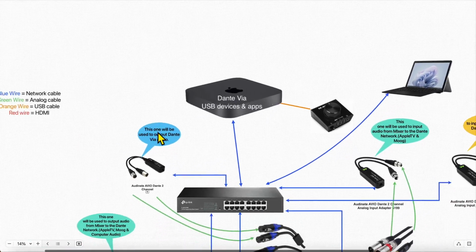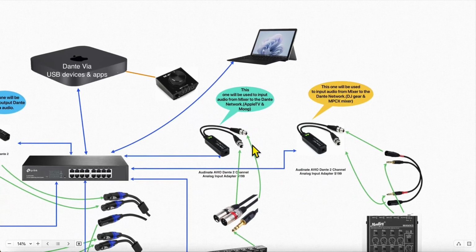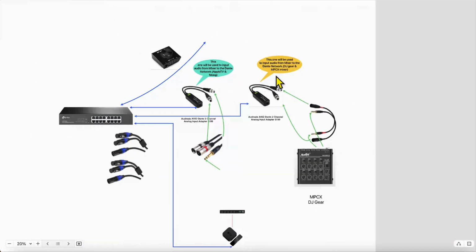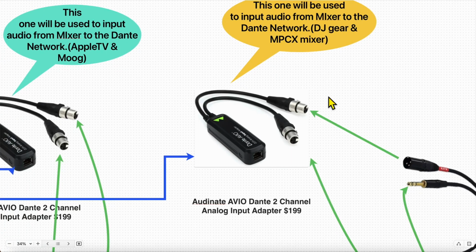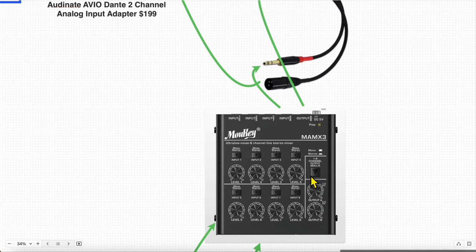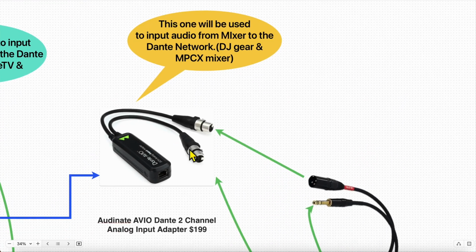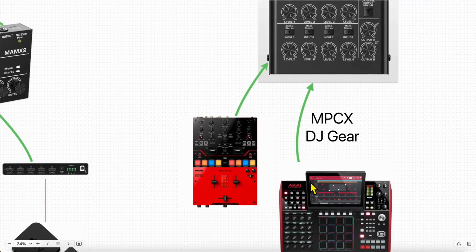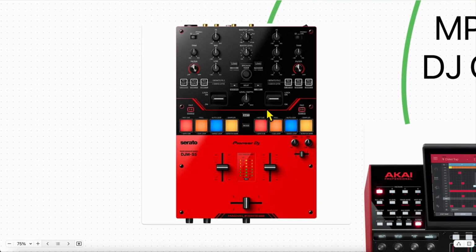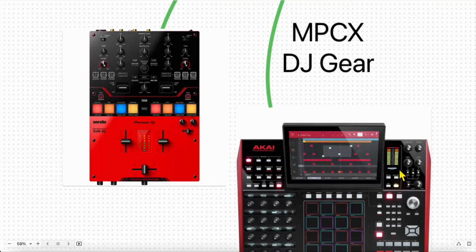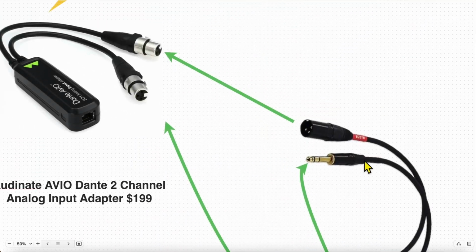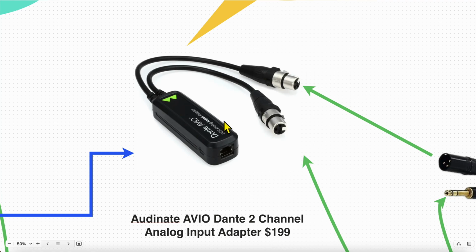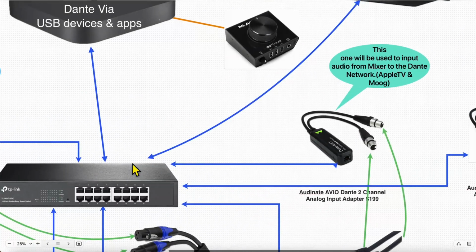Let's see what else. So we're going to start with the input. In order to make this happen, I went out and purchased two Dante input devices. Now the first one is handling audio from this mixer here. Very inexpensive, low noise mixer. So this Dante input device is handling all the audio coming from this mixer. And that audio would be anything coming from my DJ equipment, and also any audio coming from my MPC-X device. So that audio is coming through the mixer, and from the mixer it's going to my Dante input device, and from here I'm sending that information via network to my switch.